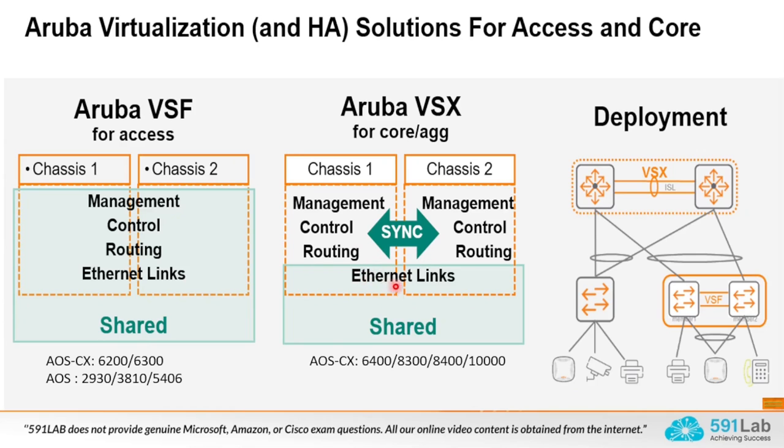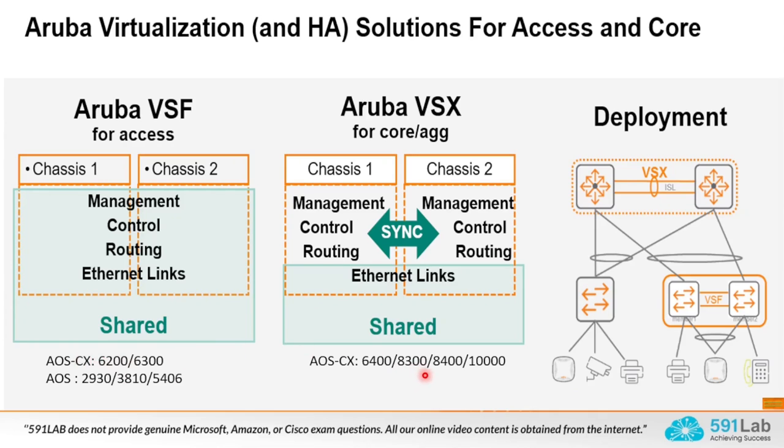Ethernet links are shared. In VSX, only 2 switches can be stacked because this method is applicable for data center top of rack switches where only 2 switches are required. In other situations where more than 2 switches need stacking, VSF is applied. Both AOS and AOS-CX switches support VSF, but VSX is supported by AOS-CX switches only. Aruba 6200 and 6300 switches support VSF.